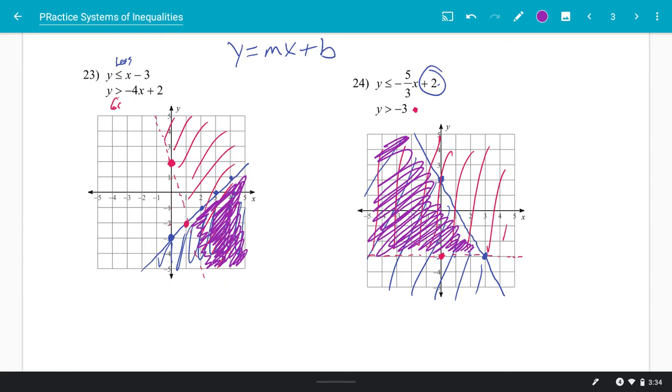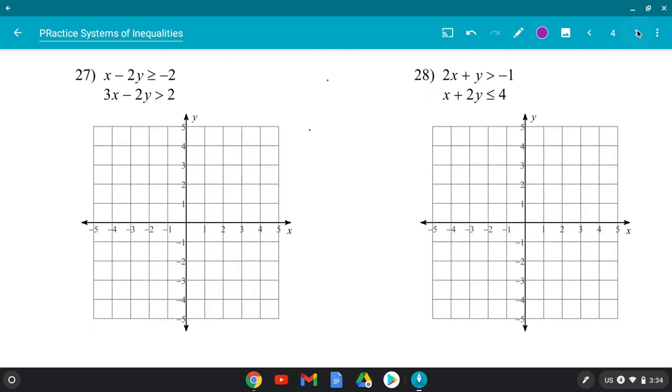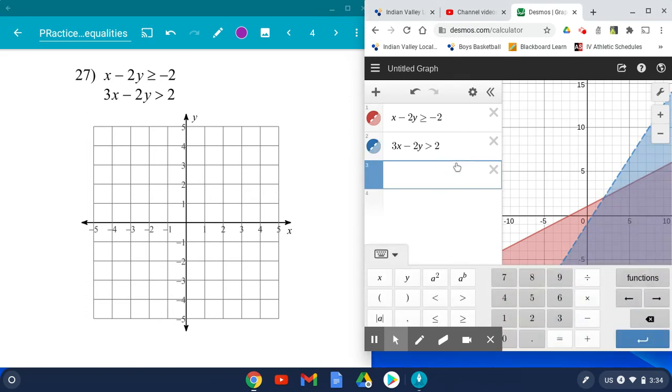But what if that's not the case? What if it's not given to us in slope-intercept form like this next one? Now, we've done this already. We could manipulate both of these equations until they are in slope-intercept form and solve for y, or we could use Desmos. That's right, our handy-dandy graphing calculator.